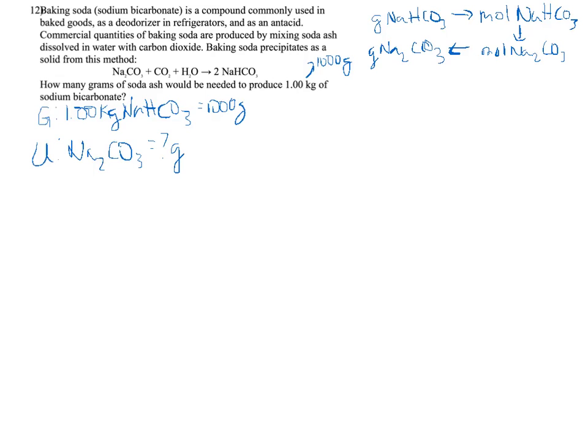Okay, so that means that we've got 3 different conversions we have to do. Remember, whenever you go from mass to mole or mole to mass, that's molar mass. Whenever you go from moles of one substance to moles of the second substance, it's coefficients, the mole ratio. And then this is another molar mass because we're going from moles of soda ash into grams of soda ash, or sodium carbonate.